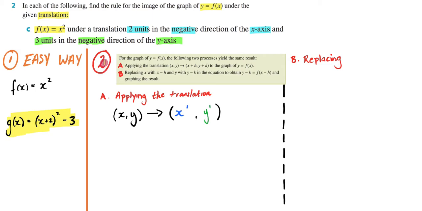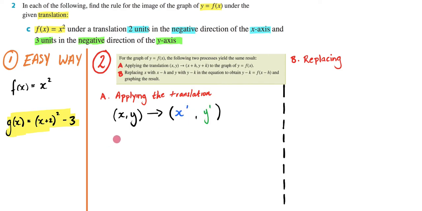And this is really what this exercise 7a is all about. So it's a 2-step process. The first step is applying the translation, and then we're going to do some replacing. So let's start with the first step. So we're going to apply the translation. So here is an original point, x, y. We're then going to apply our translation, and we're going to get a new point, and I'm calling that x dash and y dash.